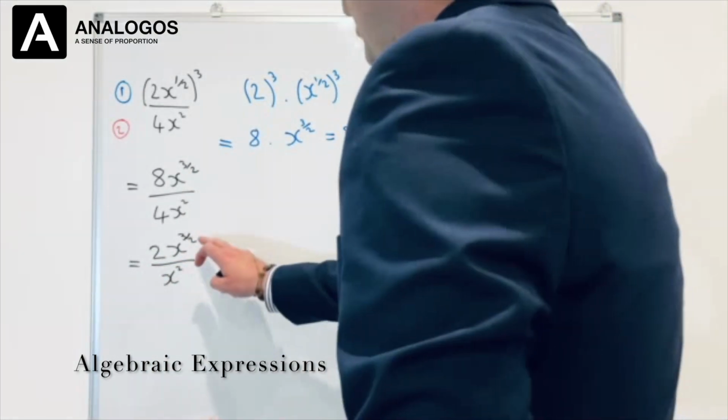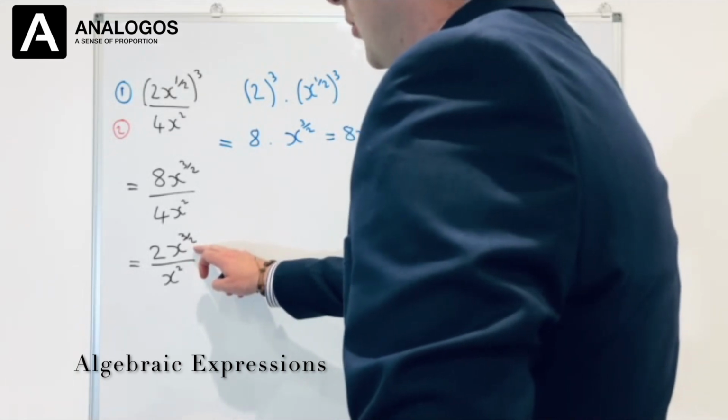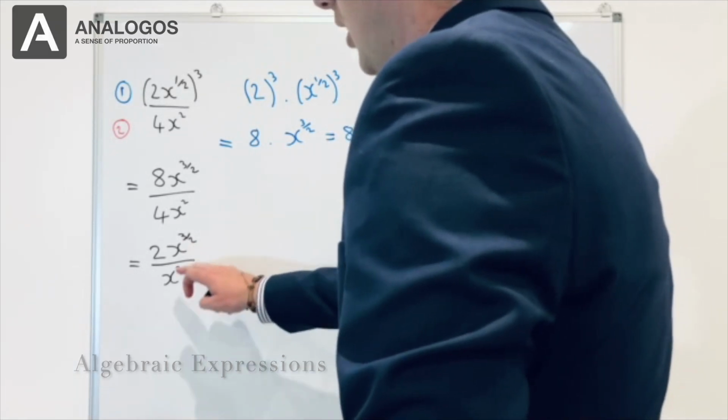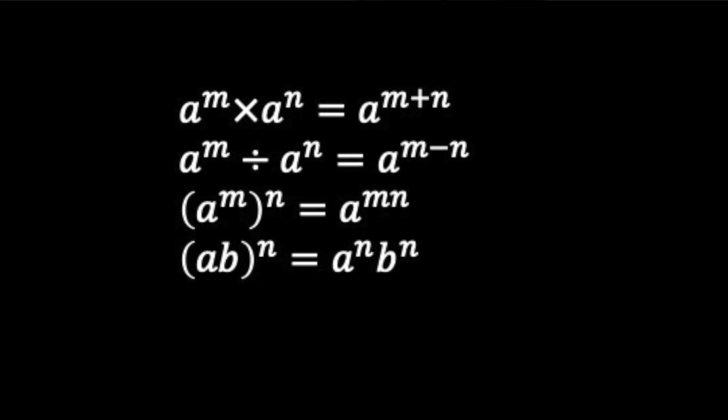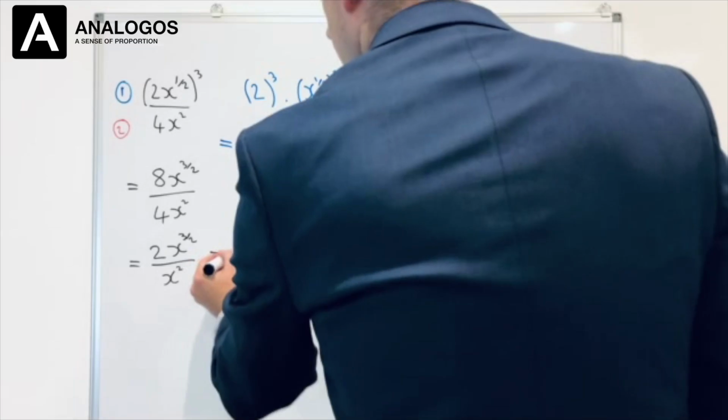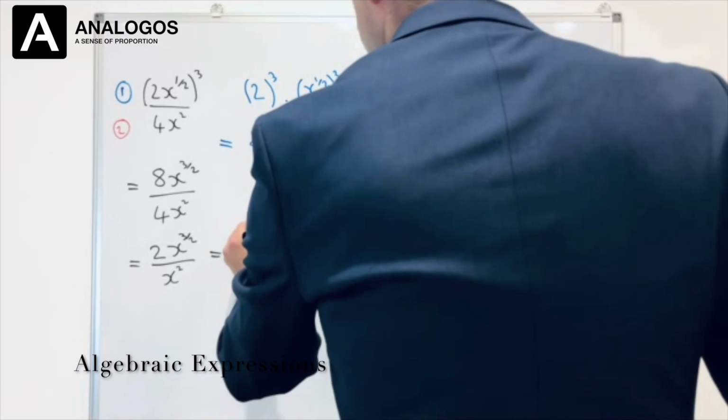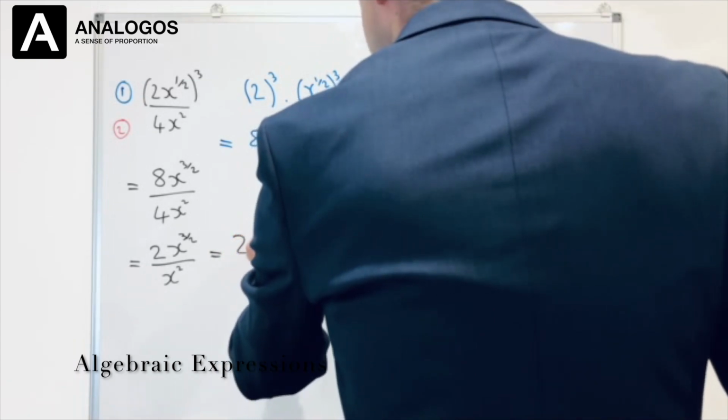So what happens now? You've got x to the power of 3 over 2 on the numerator, x squared on the denominator. How do you bring the 2 up to the top? You have to subtract it. So that's going to be the same as 2x to the power of 3 over 2 minus 2.